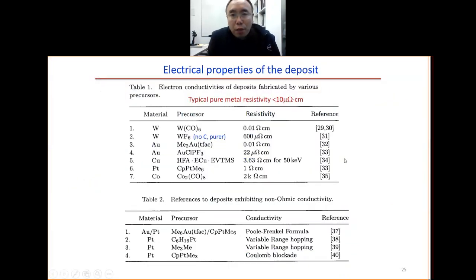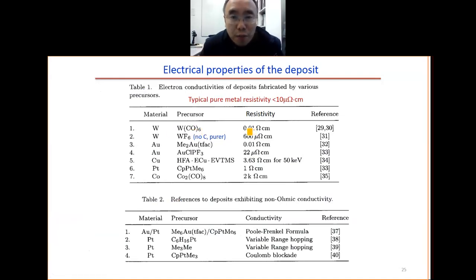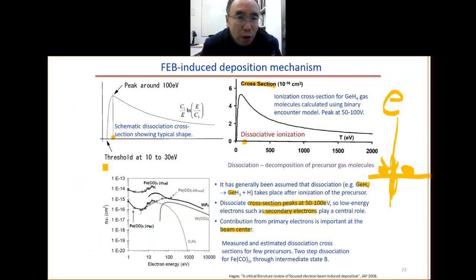So here is the deposit. We know we have lots of impurity, so the resistivity is pretty high. For example, for this case, tungsten using W(CO)6, the resistivity is 0.01 ohm centimeter. For pure tungsten, the resistivity should be better than 10 micro ohm centimeter, but this one is 0.01 ohm centimeter. For the case of ion beam induced deposition, we have seen this before.